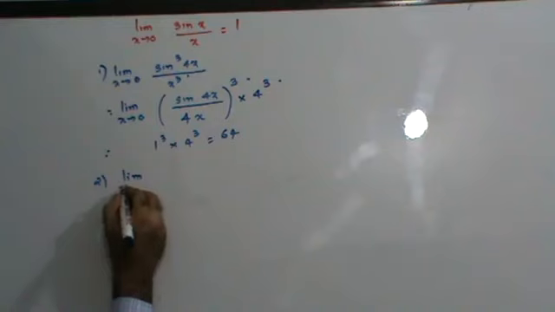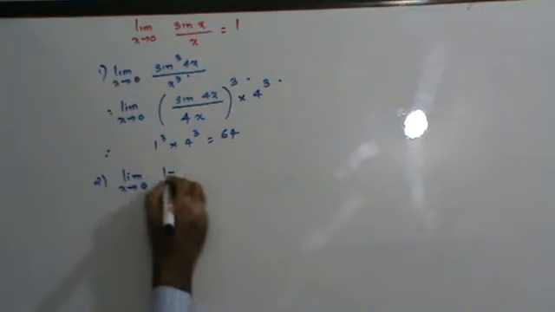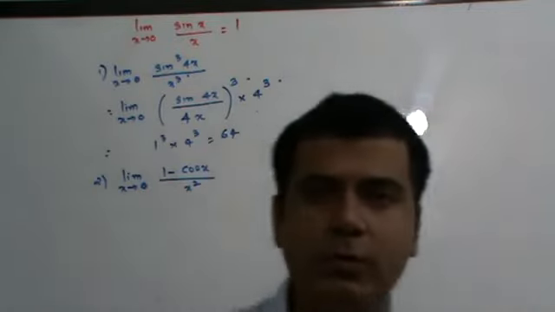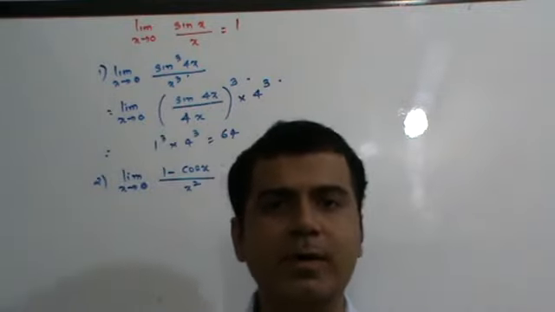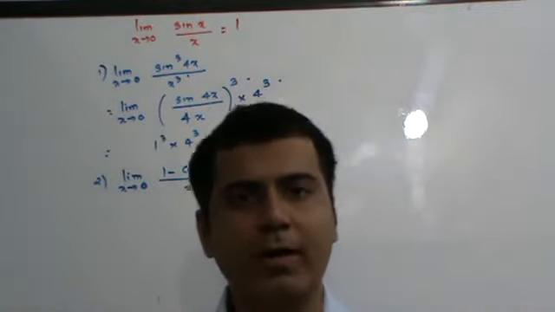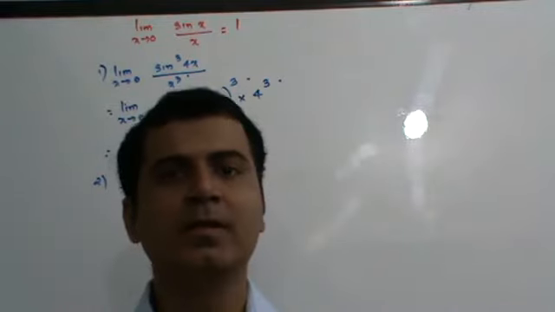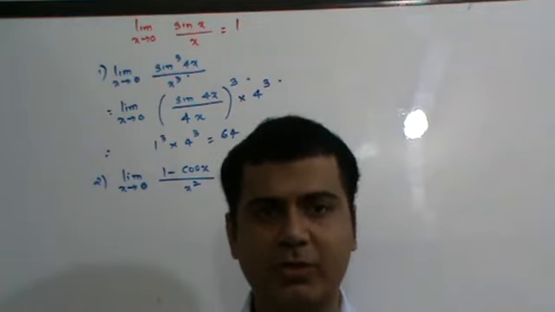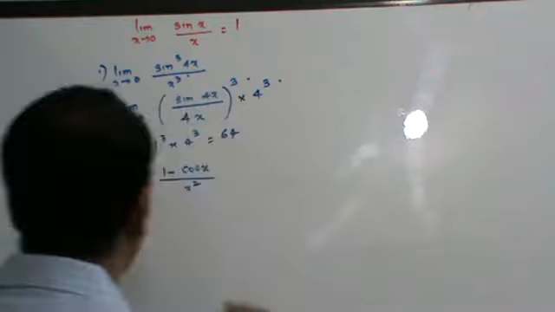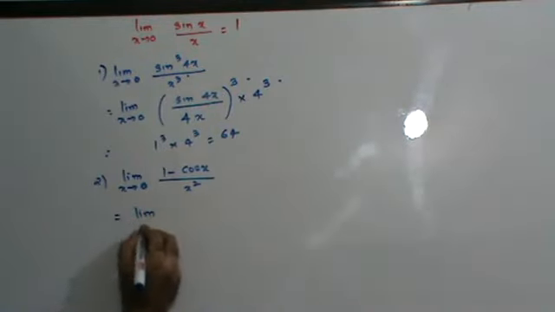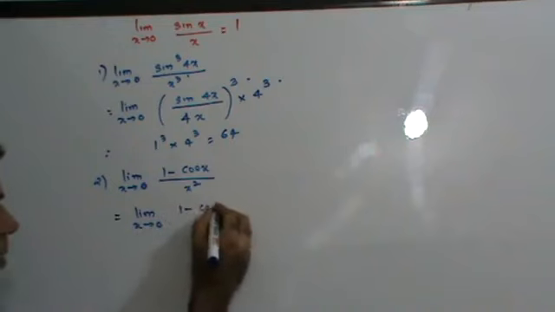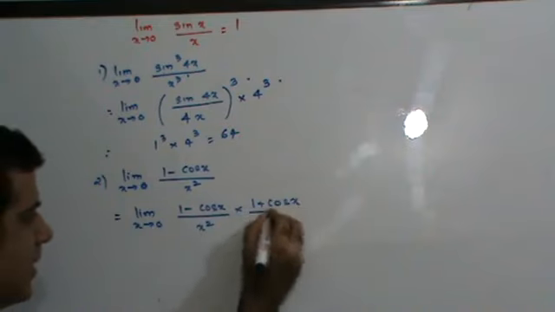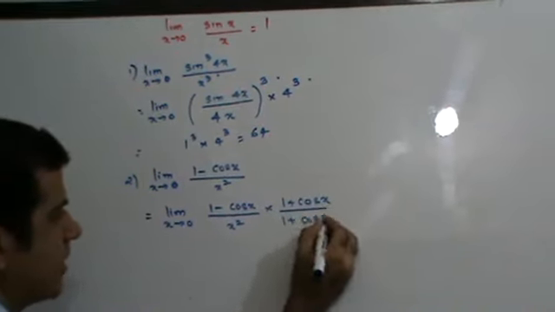Limit of x tends to 0, 1 minus cos x upon x square. Now, there are two ways of solving this sum. Either I could solve this sum by using multiple submultiple formula, or I could solve this sum by using rationalization. Since you all are not very familiar with the formulas, I would advise you all to do this by rationalization. Now, let's see this. I'm going to rationalize the numerator: limit of x tends to 0, 1 minus cos x upon x square, into 1 plus cos x.